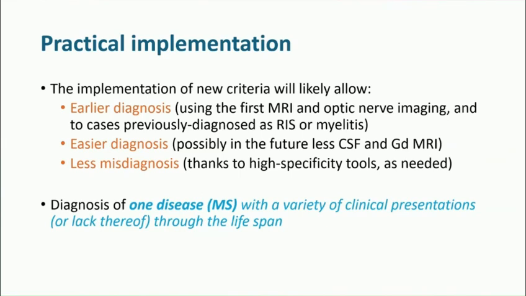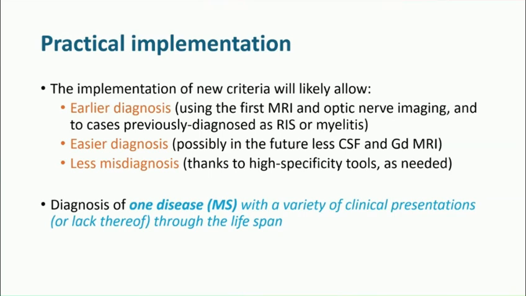Another possibility is the easier diagnosis, less CSF analysis, which I think for many can be a pro, and less gadolinium. This is also something environmentally friendly, using less gadolinium, so perhaps another push towards global applicability of the new criteria. And also less misdiagnosis. For the first time in this criteria, we have a set of tools that hold very high specificity for MS. Central vein sign, paramagnetic rim lesions that we can use as needed to make sure we are doing the right diagnosis.